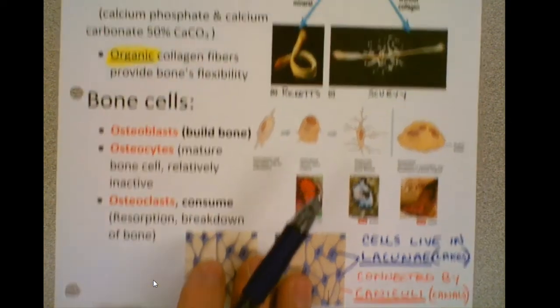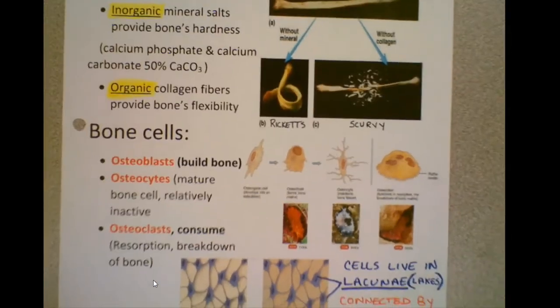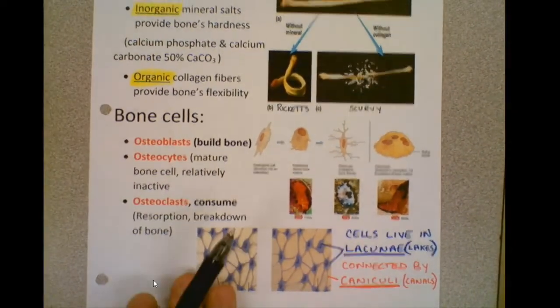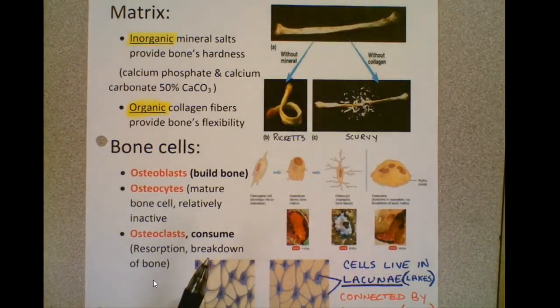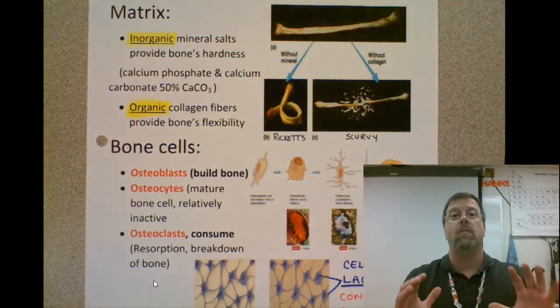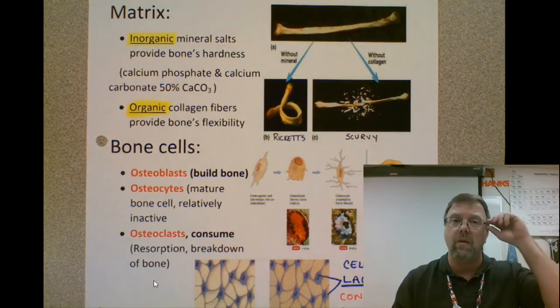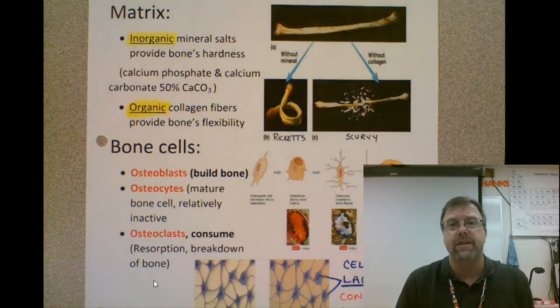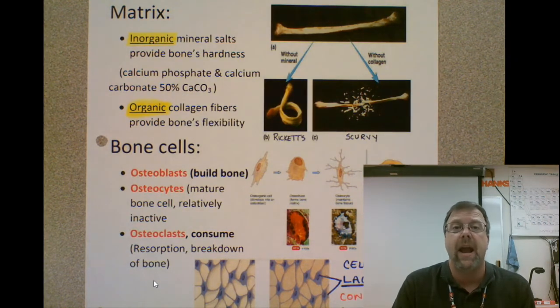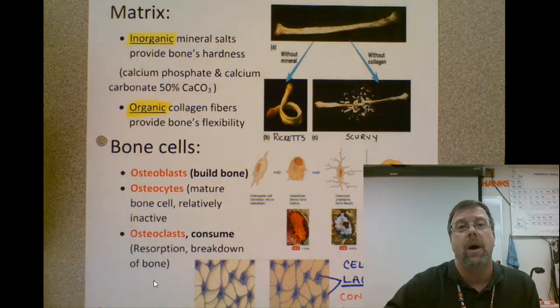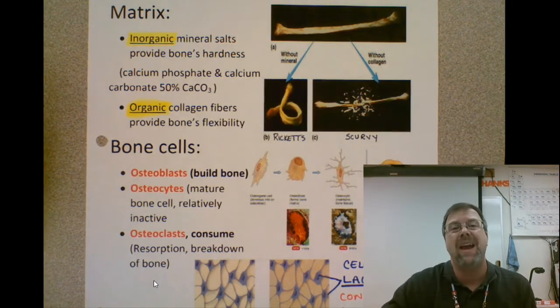So these are the components of bone tissue. So we've got a matrix made of inorganic minerals and organic collagen proteins. And then we have these cells, the osteoblasts, osteocytes, and osteoclasts. So these make up what we call the histology of bone tissue. Now, further on in the chapter, we're going to talk about how all this stuff works to repair, rebuild, and make new bone. But all bone is made of these components.